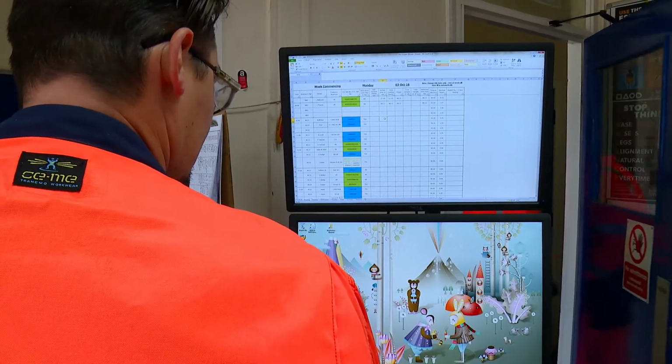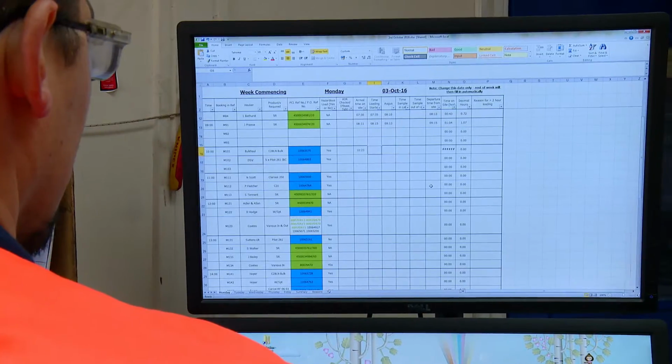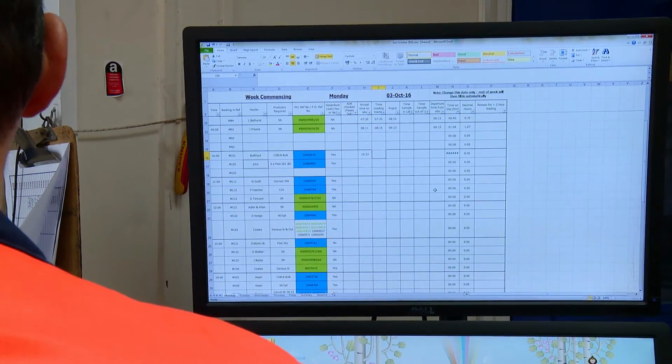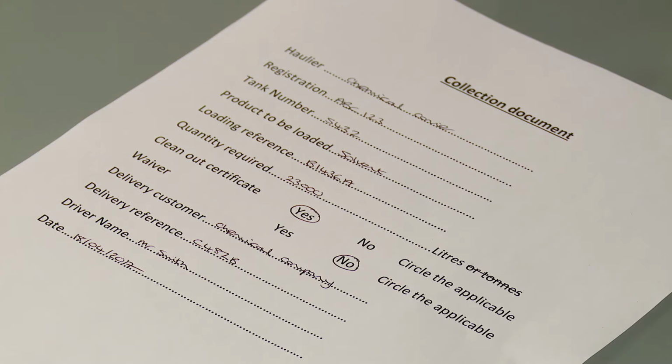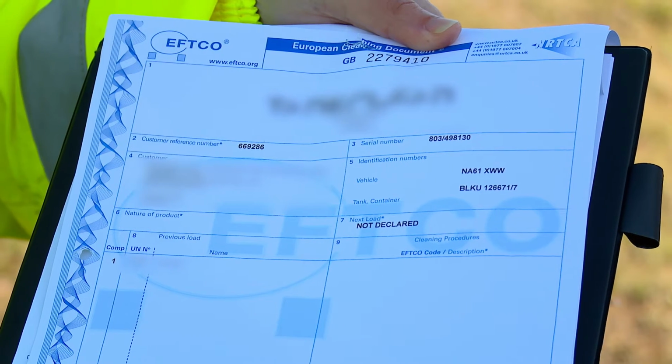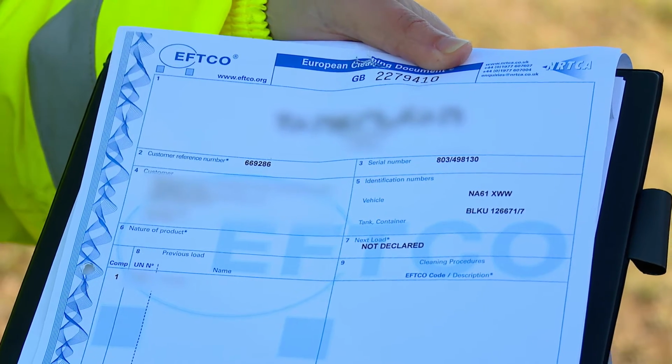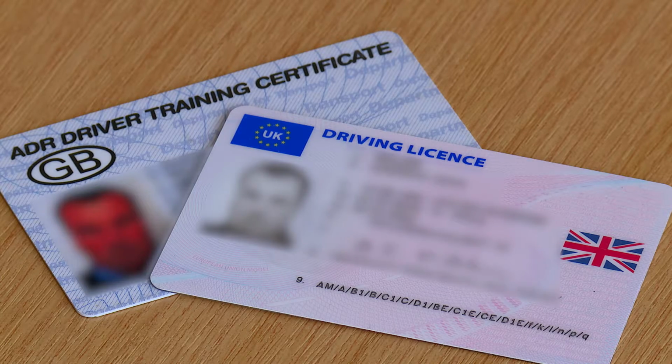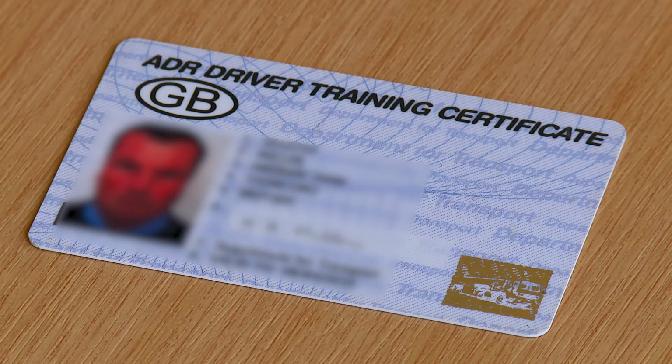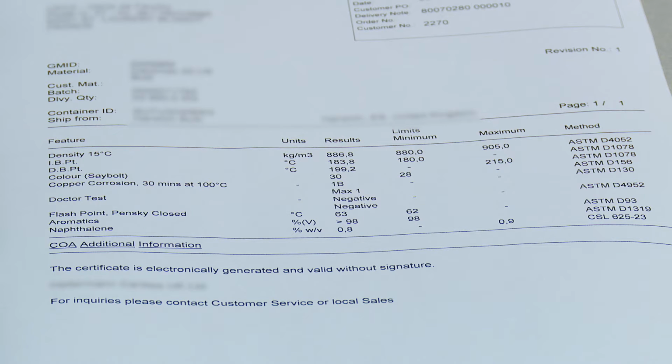Ideally, prior to arrival, your vehicle will have been booked in with a time slot, and drivers will be expected to produce the collection reference number or delivery note, cleaning certificate or product waiver, and must have a form of photographic identification and their ADR qualification for carrying solvents. A certificate of analysis or certificate of conformity may also be required for delivery of bulk solvents.